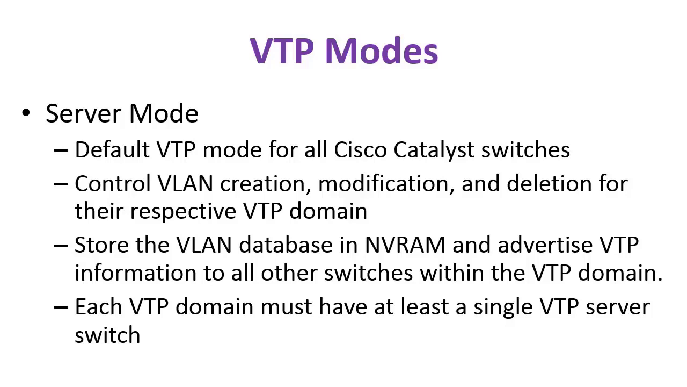On a VTP server, you can control VLAN creation, modification, and deletion for the respective VTP domain. It stores the VLAN database in RAM, and then it advertises this VTP information to all other switches within the VTP domain. You will see in the lab the effect that programming a server has throughout the VTP domain. Now, each VTP domain must have at least one VTP server switch. Consider this your administrative switch.